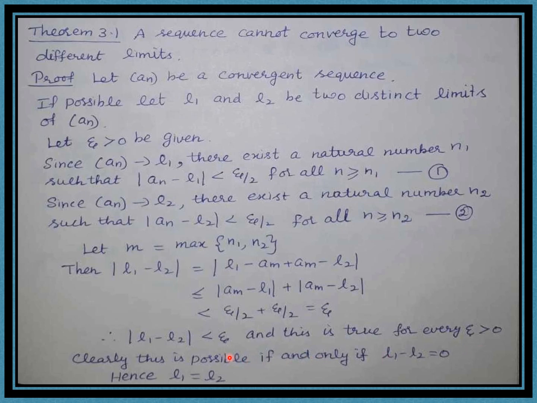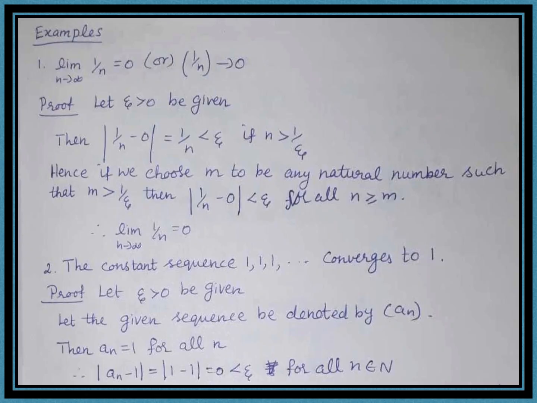So if that epsilon value is 0.00001, any value smaller than that will be possible only when this value is going to be 0. Therefore, we have L1 minus L2 equal to 0. So we get L1 equal to L2. That is, the given sequence cannot converge to two different limits. Let us see some examples of convergent sequences.